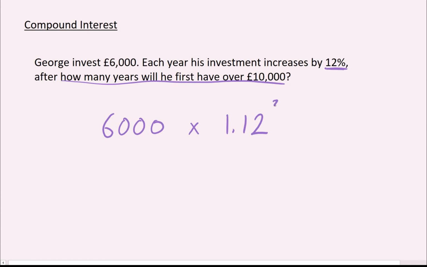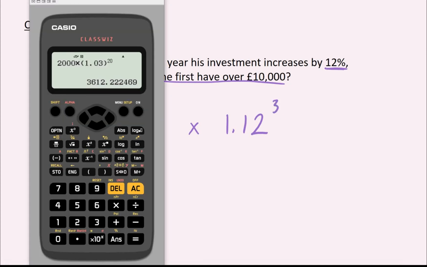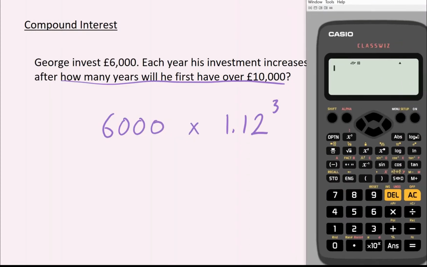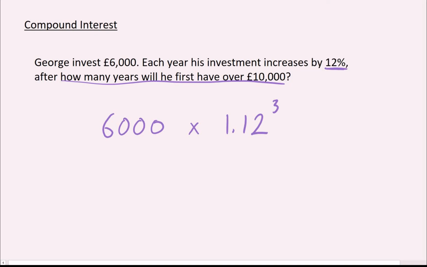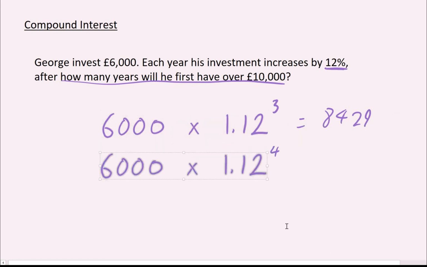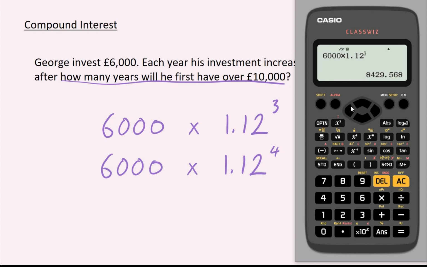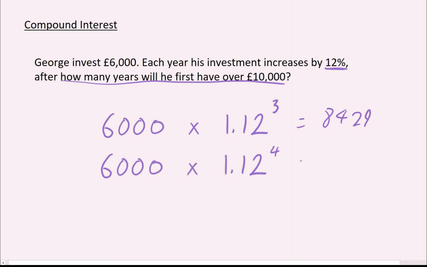So I'm going to guess 3 years. I'm going to type in what that will work out. So we have 6,000 times 1.12 to the power of 3. That gives me 8429. Let's write that down. However, that's way too small. So let's try the same thing, however this time to the power of 4. So we go back to my calculator, delete the 3, replace it with a 4. I've now got just under £10,000, so 9441.